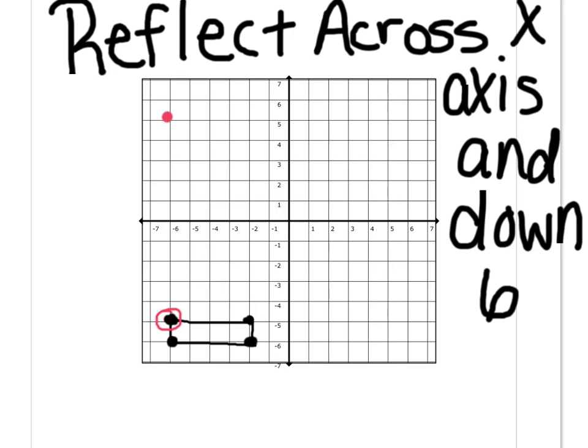We flip this point, which is at negative 2, negative 5, it becomes negative 2, 5. We switch this point, which is at negative 6, negative 6, it becomes negative 6, 6. And now we flip this point, which is at negative 2, negative 6, it becomes negative 2, 6. We connect the points.